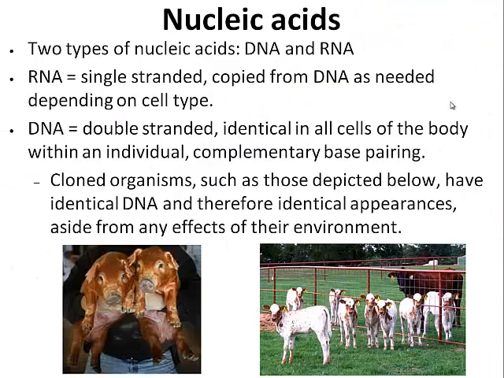Let's back up and talk about this for just a moment. Before we mention the cloning at the bottom, let's mention this. DNA, what we've been talking about, is double-stranded, and it's the same in all cells of the body. Complementary base pairing is what we just mentioned. So A goes with T, C goes with G. That is the idea of complementary base pairing. A is complementary to T, and they form a bond. C is complementary to G, and they form a bond. So DNA is the same in every cell of the body.